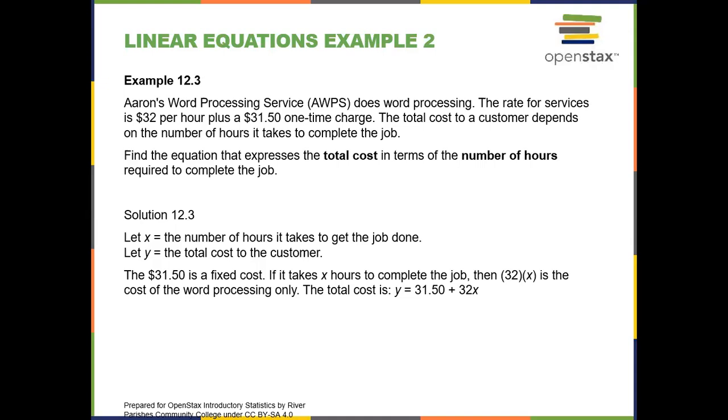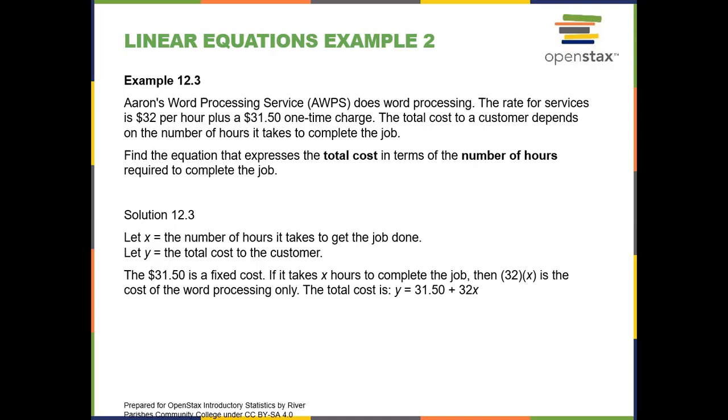which is y equal to the fixed cost of 31.5 plus, if we employ them for x hours, plus 32 times x. So 31.50 is the fixed cost. It is the intercept on the y-axis where the straight line cuts the y-axis, and in 32x, the number 32 is the slope.